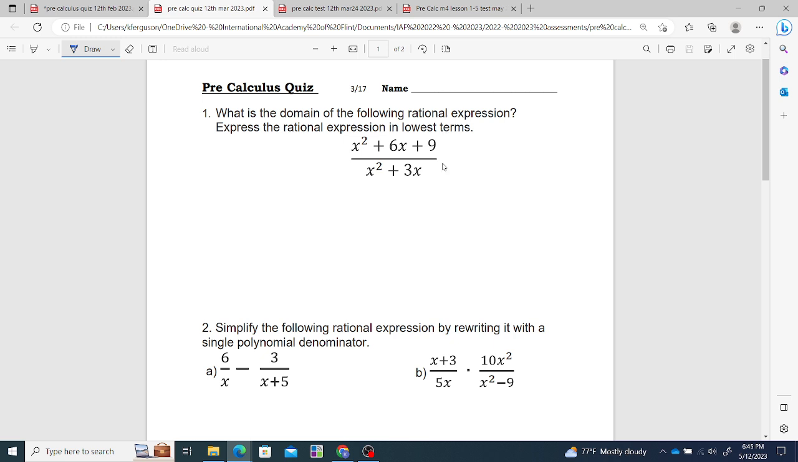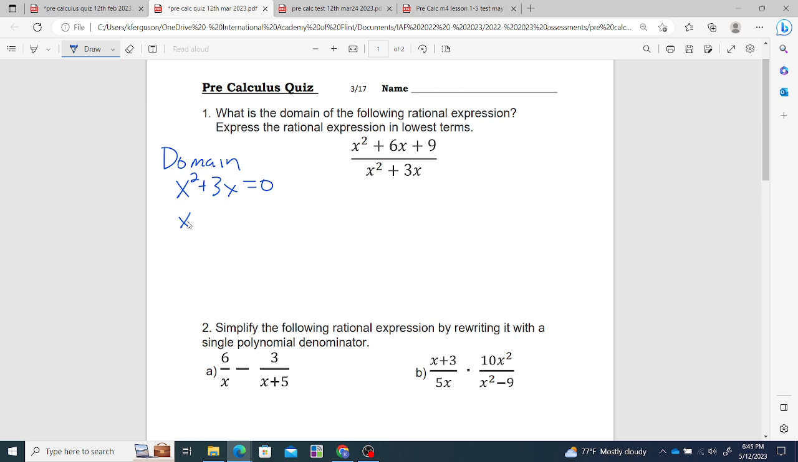So a couple things we got to do. First, we need to find a domain. The domain is pretty much what restrictions we can have for our inputs, for our x's. Because we're dealing with a rational expression, a ratio slash a fraction, our restrictions come in the form of what can we put that is not going to make our denominator 0. So I look at my denominator and I set it equal to 0. It's that simple.